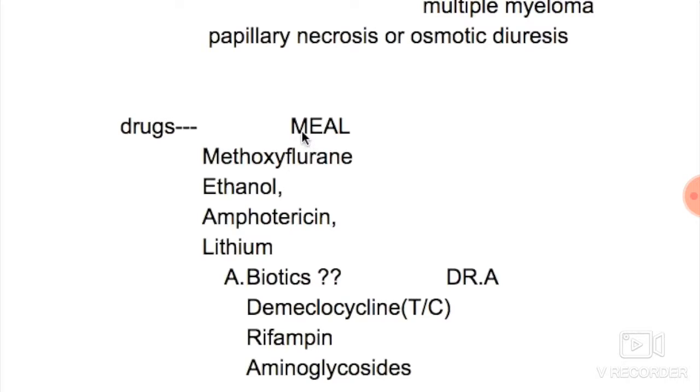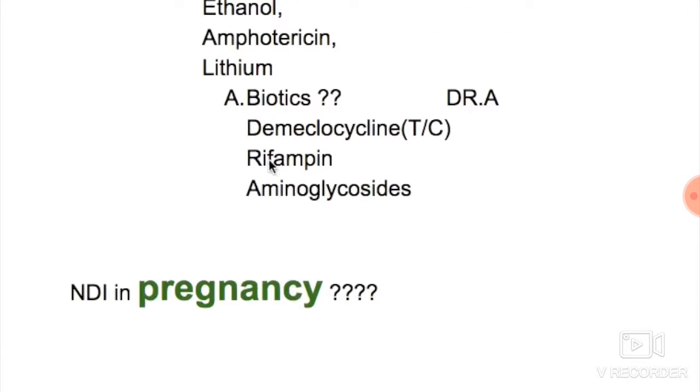What are the drugs that cause nephrogenic diabetes insipidus? The mnemonic is MEAL: methoxyflurane, ethanol, amphotericin, and lithium. What are the antibiotics that cause nephrogenic diabetes insipidus? Demeclocycline, which is a tetracycline group, rifampin, and aminoglycosides that include gentamicin and kanamycin.